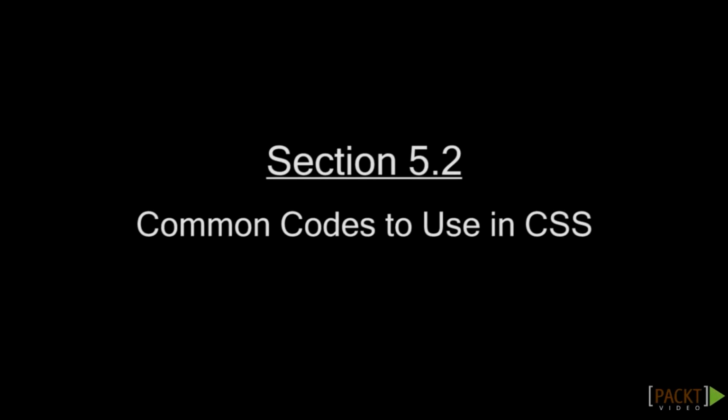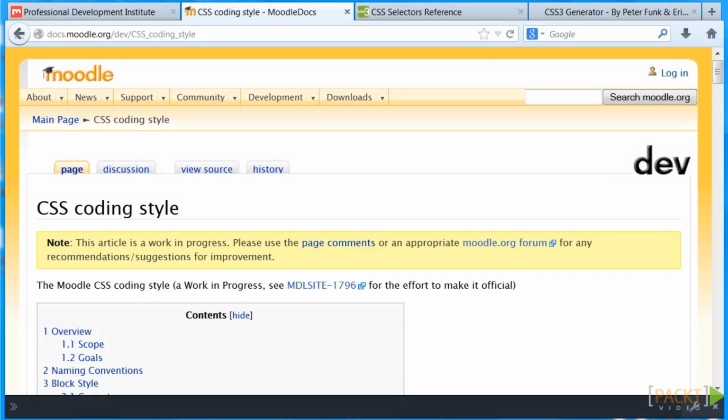Section 5.2. In the last section, we reviewed what cascading style sheets are and also the application, and we looked at a few themes in Moodle that make it possible for you to just plug in and automatically modify cascading style sheets. But let's look at CSS coding style just in case you really want to get into the details. A good place to go is Moodle Docs. So here's the URL, docs.moodle.org/dev/css_coding_style.